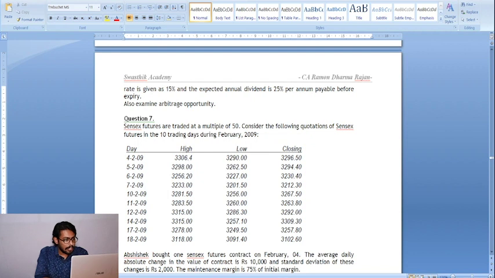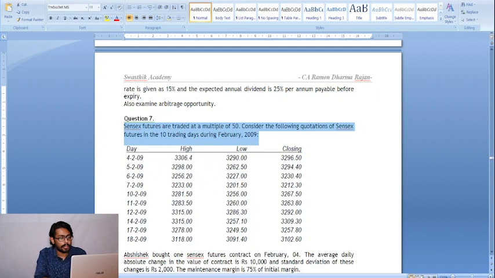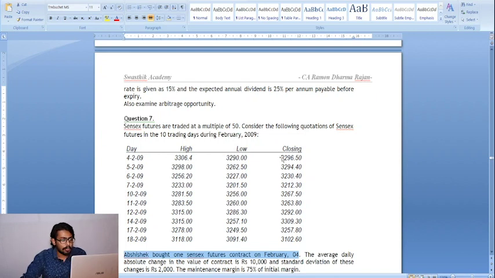Sensex futures are traded at a multiple of 50. Consider the following quotations of Sensex futures in the next 10 trading days during February 2009. You have opening on 4th February, it has a closing. Ignore high and low. The closing is 3296. On 5th February, it is 3294. On 6th February, it is 3230 and so on. It's given. Now, Abhishek bought one Sensex future on February 4th at a price shown over here, 3296.